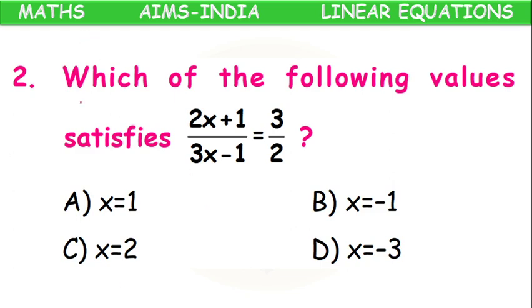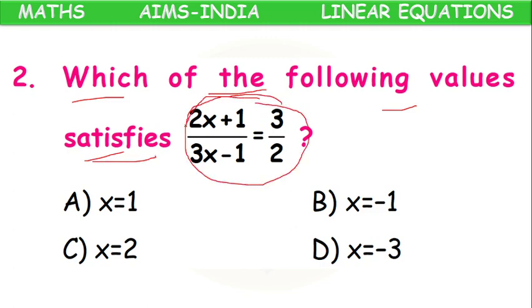Next. Which of the following values satisfies this equation? Means this equation is satisfied by which value of x? We have 4 options here, but which option is correct? That we have to find. So how to find? On both sides we have fractions. We can do cross multiplication: first numerator, second denominator; second numerator, first denominator.